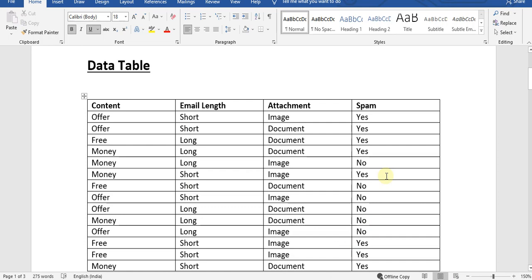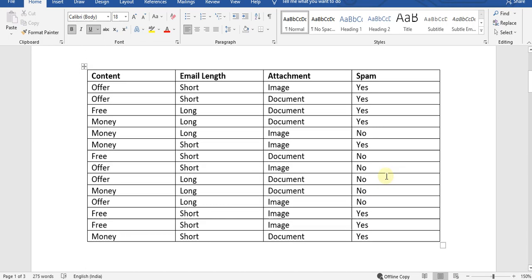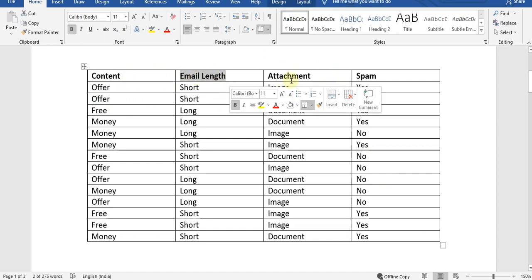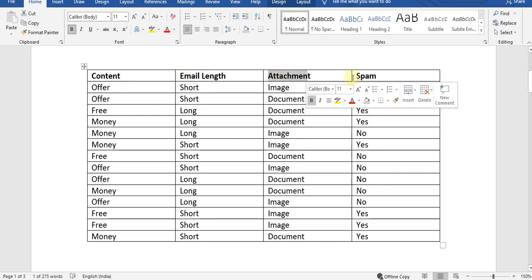Okay. So this is my data set. This is the data table given. Here there are 4 columns you can see in the data set. One is known as the content, another is the email length, third one is attachment, and fourth one is spam. I just want to tell you that the first 3 columns are the features, and the last column, that is spam, is the target value.